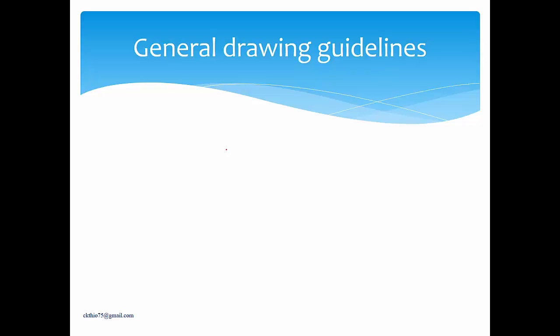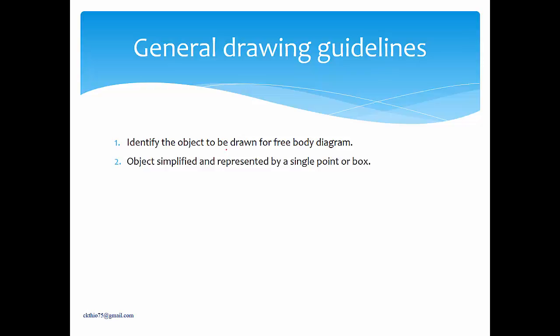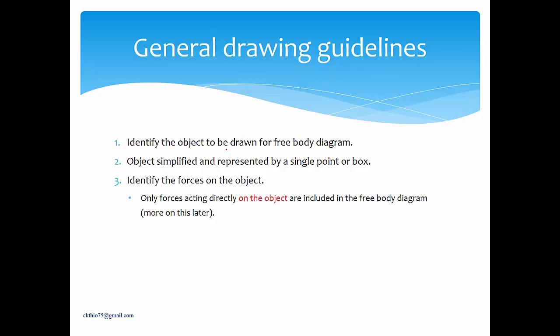So these are some general drawing guidelines. First, identify the object to be drawn for the free body diagram. Then you can simplify the object and just represent the object by a single point or maybe a box or circle. Identify the forces on the object. But take note that only the forces that are acting directly on the object are included in the free body diagram. Okay, we will talk about this later.